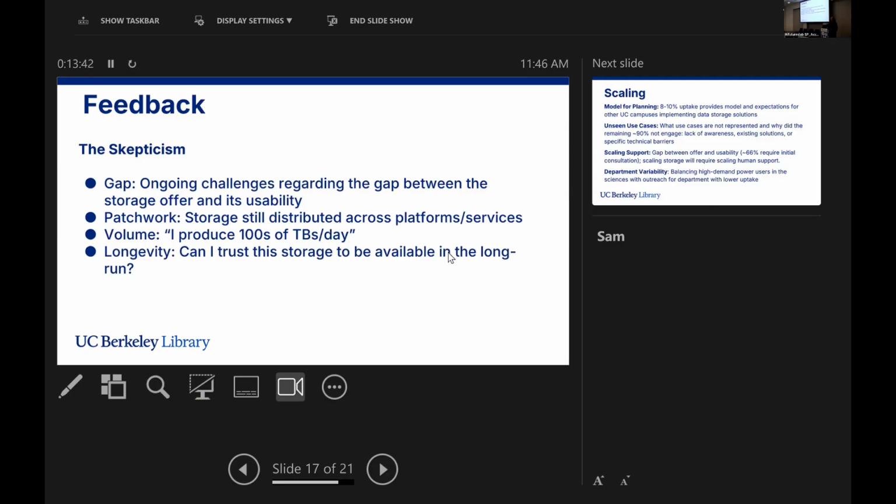And then there's volume. I got one email from someone who's like, well, I produce hundreds of terabytes per day. But in fact, the majority of people don't across the university. So that's like a problem we're probably just not going to solve. But other people are more appreciative. And then lastly, there are some people who feel burned by past efforts where the university overpromised and under-delivered in the long term.